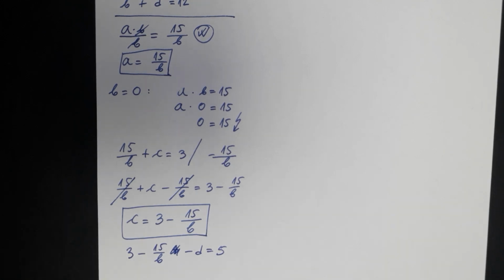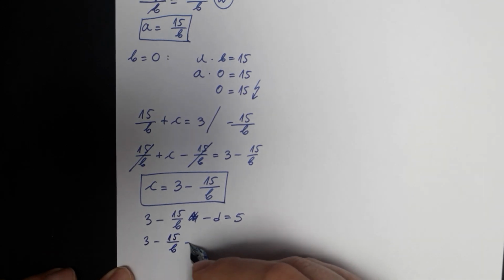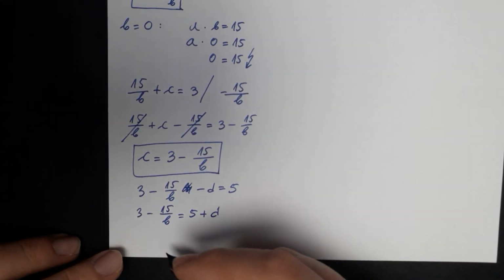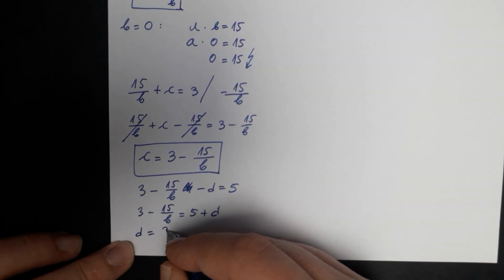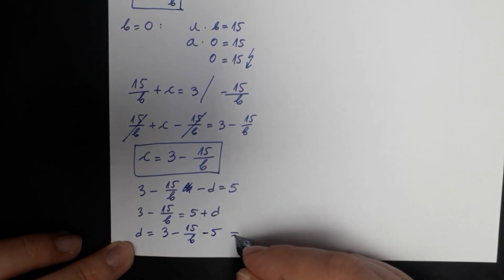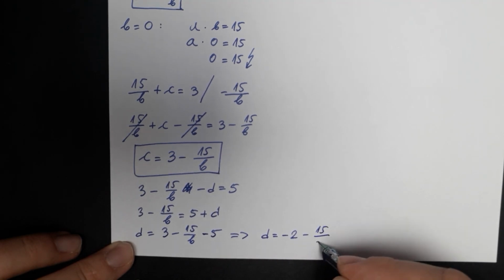Since we are solving this equation for d, as we have negative d, we can take that negative d from the left side of the equation and put it on the right side of the equation where it becomes positive d. So we get that 3 minus 15 over b is equal to 5 plus d. Let's solve this for d now, and we get that d is equal to 3 minus 15 over b minus 5. And that means that d is equal to negative 2 minus 15 over b.